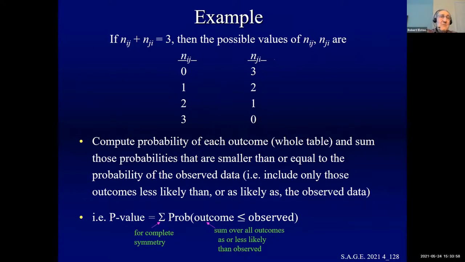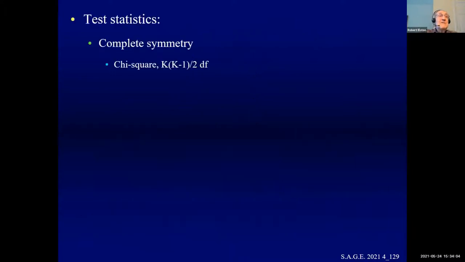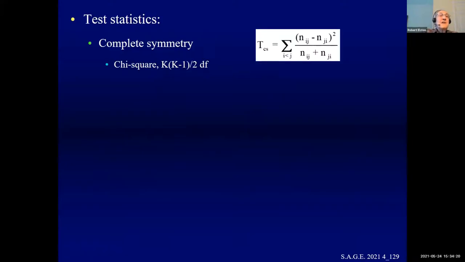And this we actually do, possibly by sampling, it depends. Now, if you have large samples, then you've got some asymptotic results. The asymptotic results are as follows. For complete symmetry, you have k minus 1 over 2 tests you are performing, and that's the number of degrees of freedom. And so the test statistic for complete symmetry is just this.